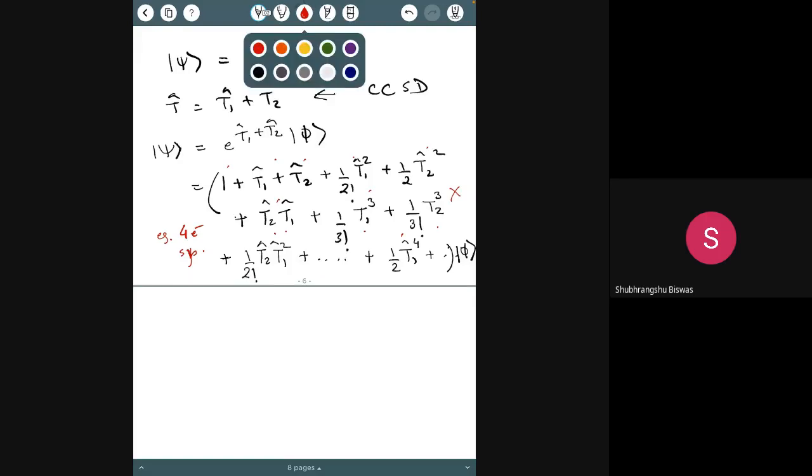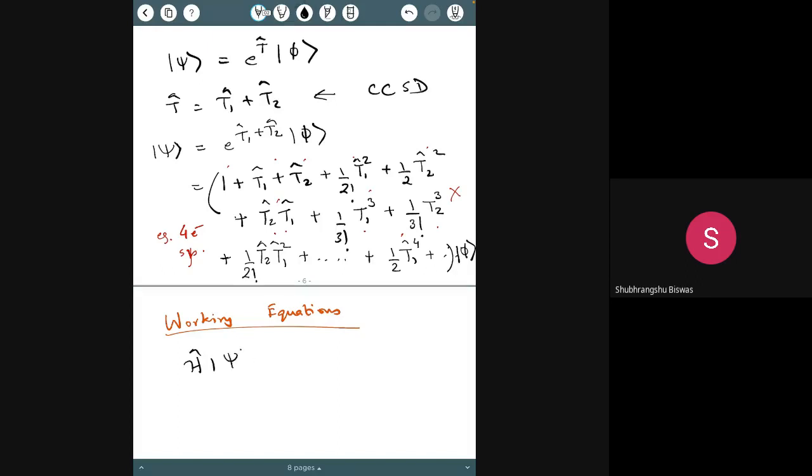So let's start doing the working equation then. So here we start with the Schrodinger equation. So let's see, let's do the working equations. So I have the Schrodinger equation, which is H psi equal to E psi, psi being the exact correlated wave function. We have guessed that the form of our correlating ansatz is e to the power t acting on the Hartree-Fock function.